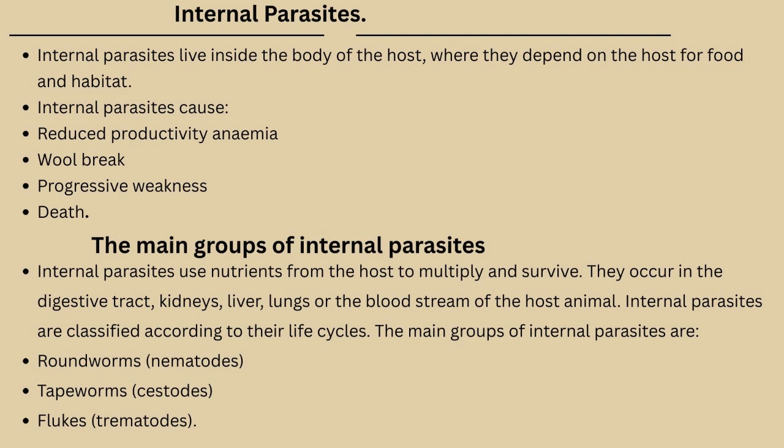Internal parasites. Internal parasites live inside the body of the host, where they depend on the host for food and habitat. Internal parasites cause reduced productivity, anemia, wall break, progressive weakness, and death. The main groups of internal parasites.